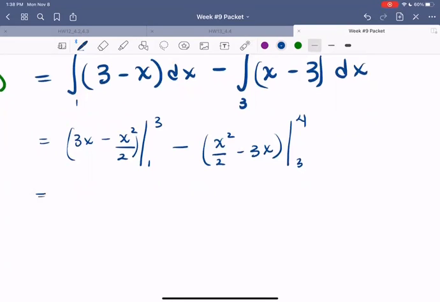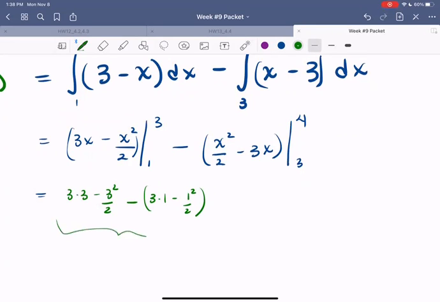So now we evaluate. So I'm first going to plug in 3 to that first expression here. So I'd have 3 times 3 minus 3 squared over 2, minus, I'm going to evaluate at 1, so minus 3 times 1 minus 1 squared over 2.